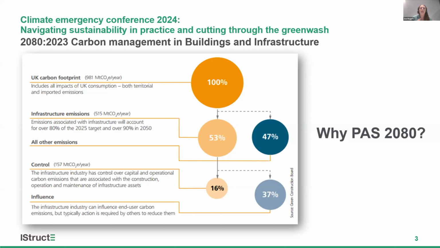This control and influence theme is something that has very much been picked up on in the latest PAS 2080 audit. So you can see there that infrastructure does have a large impact on emissions here in the UK, and I'm sure that is common globally. So in order for us to achieve that net zero transition, we really do need a standard that encourages better carbon management processes, right down throughout the businesses to project levels.